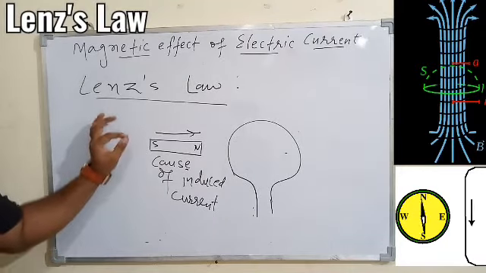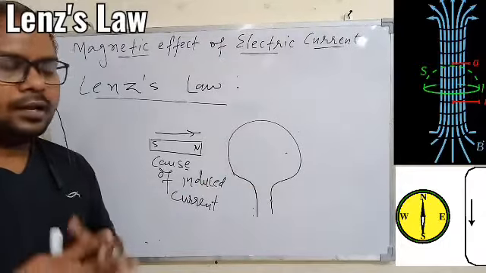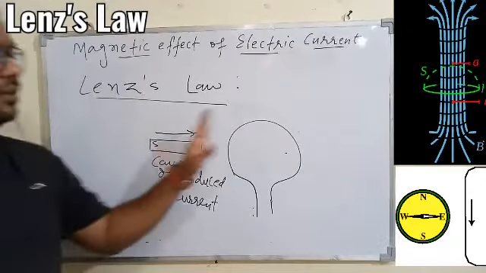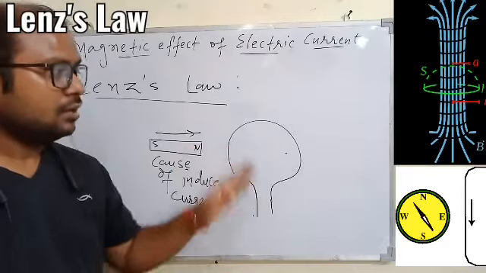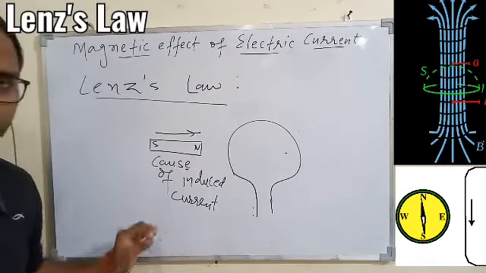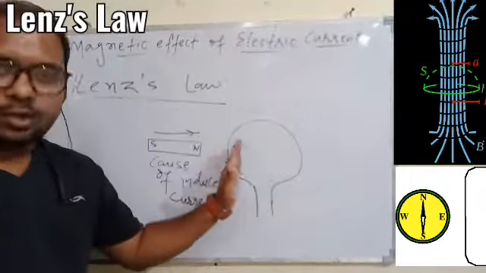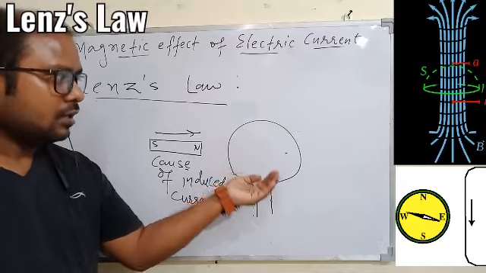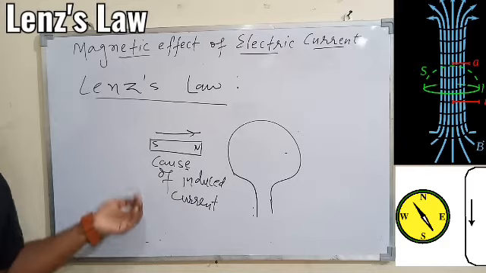So we have to remember a cause will be there all the time, which is responsible for the current induced in the coil. This law says that the current induced in the coil will be in such a direction that it will oppose the cause. It will oppose in the sense that if the magnet is moving towards the coil, the coil will try to send it back. So it will try to oppose the motion of the magnet.